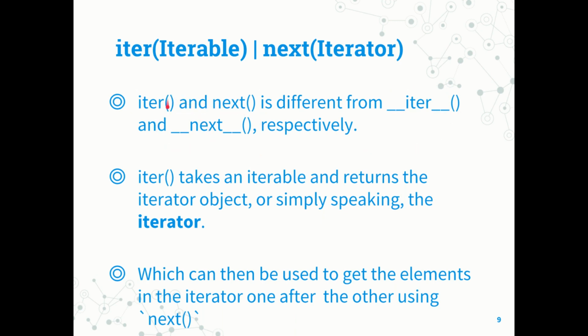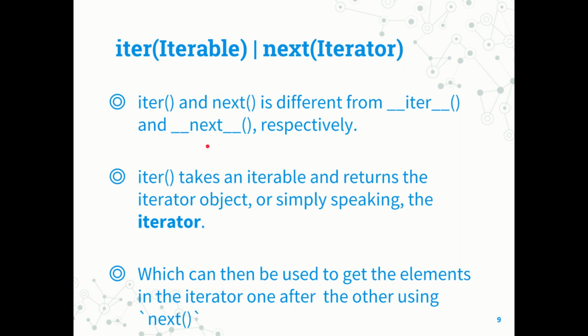So this iter and next is different from this iter and this next respectively. From now on, I'm going to call this iter function the non-underscore iter function and this one the non-underscore next function. Similarly, I'm going to call this one the underscore iter function and this one the underscore next function.